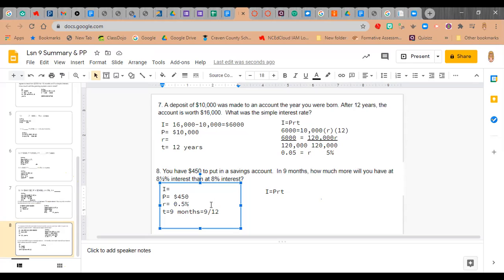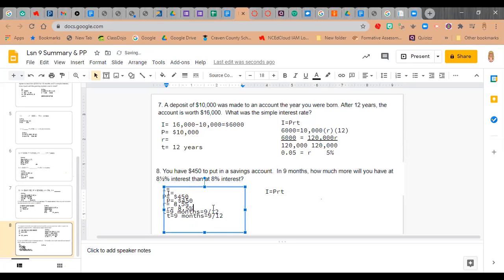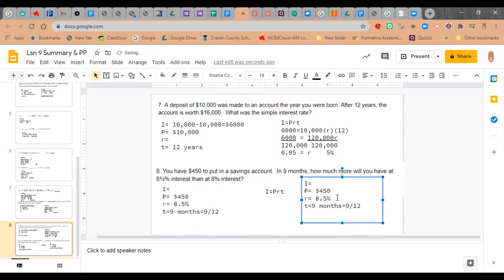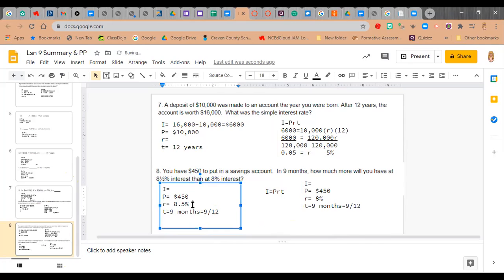So if you just find the 1/2%, then... Let's try it. So we're going to do 8.5%, and then we're going to do it again with 8% and subtract the two. Is that what you want to do? Yes. Okay, because this is finding the interest earned at BB&T. So it would be 8.5% times 450 times 0.75. Okay, the 0.75 is the 9 months. Okay, gotcha. So this is going to be what?